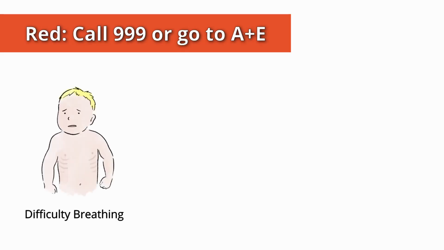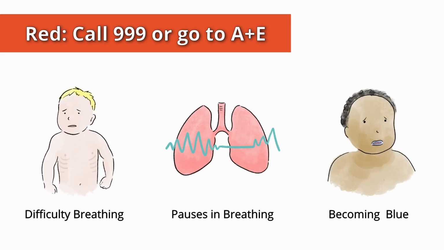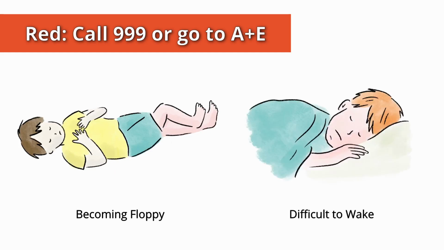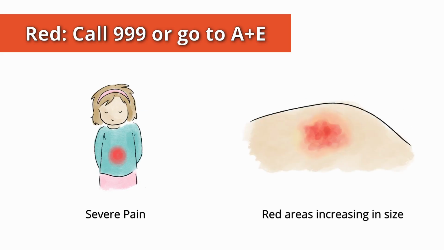We use a traffic light type system to try and assess the severity of your child's illness. Please call 999 or take your child straight to A&E if they have any of these red criteria. These include difficulty breathing, such as making grunting noises or sucking in their stomach whilst they're breathing, having pauses in their breathing, becoming blue, particularly to the lips and the tongue, becoming floppy and difficult to wake up or will not stay awake, any area of severe pain in their body, and any painful red area on their skin, particularly if it is increasing in size.